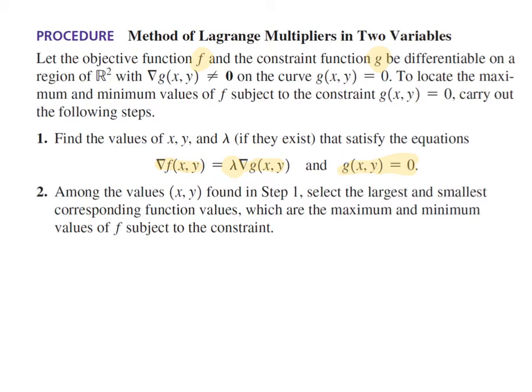And then among the values (x, y) that we find in step 1, where we'll do a whole bunch of algebraic manipulations, we select the largest and smallest corresponding function values. So whatever x and y coordinates we get, we substitute them into f. The highest one is the maximum, the lowest one is the minimum. So step 1 has a whole bunch of algebra. Step 2 is plug it into the original function and see what happens.